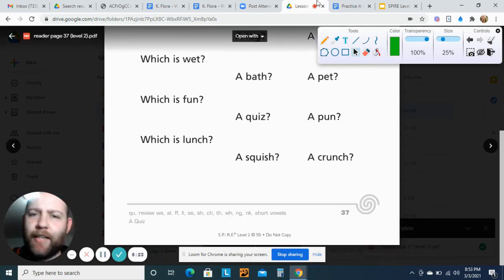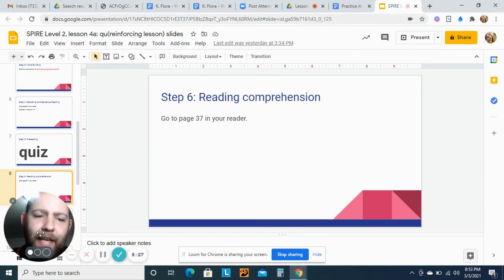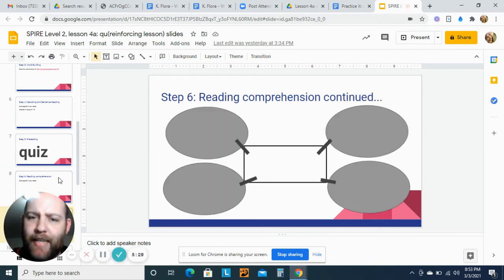So now we're going to look at our comprehension. So what I want you guys to do is I want you to pull out that diagram that has these little ovals here. This is a graphic organizer that we'll be using called word meanings. And it has a rectangle in the middle and it has 4 ovals on the outside.